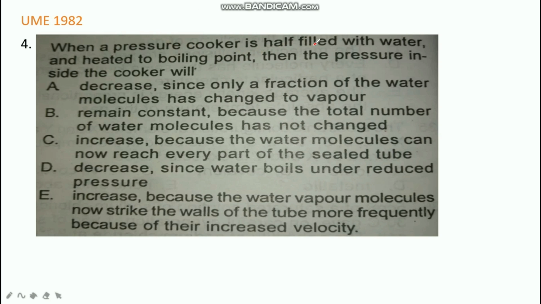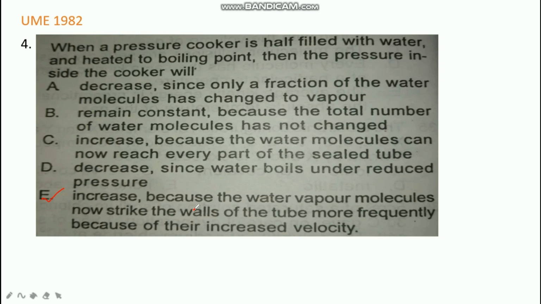When the pressure cooker is half filled with water and heated to boiling point, then the pressure inside the cooker will, of course, increase, because the water vapor molecules now strike the walls of the container more frequently because of their increased velocity. Yes, this is correct, because as the temperature increases, the saturated vapor pressure of water will increase.